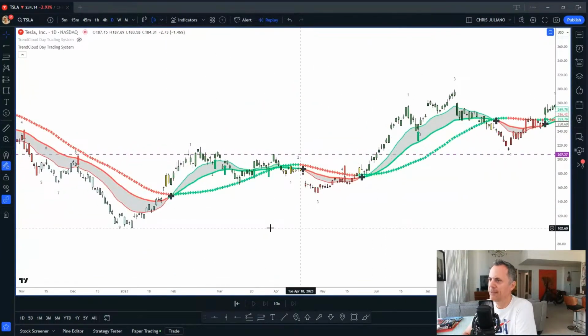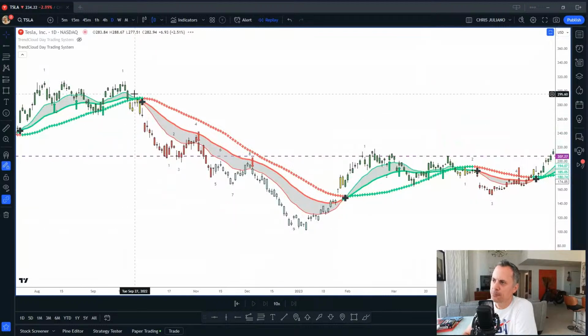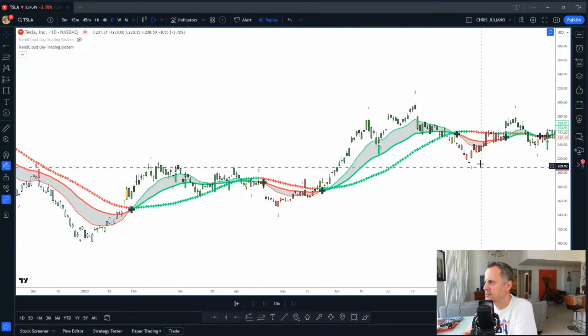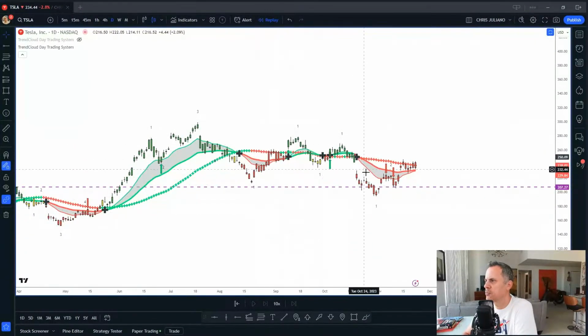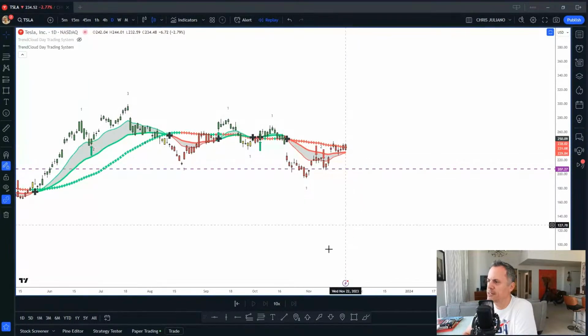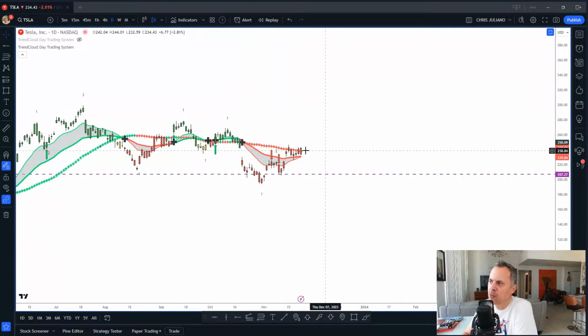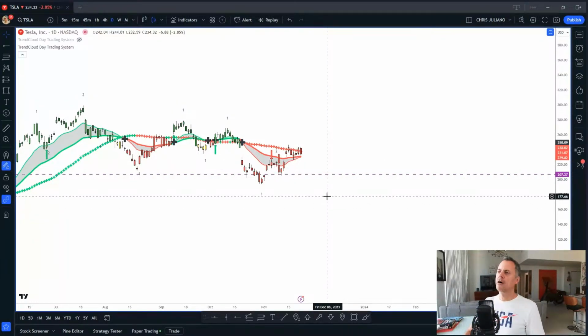Look at that line we drew. Previous support became resistance, right? Resistance, resistance, breaks above, pulls back, support, makes a move, pulls back, support, and here we are today. So when do we start buying Tesla again? As soon as we see that crossover take place like we did before. Maybe we get a TrendCloud signal as well. That's when you start buying. Very, very simple.